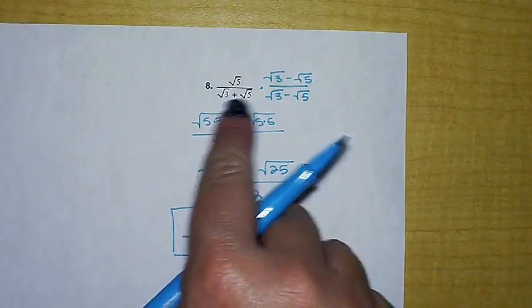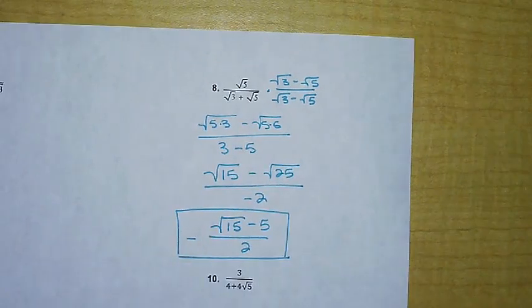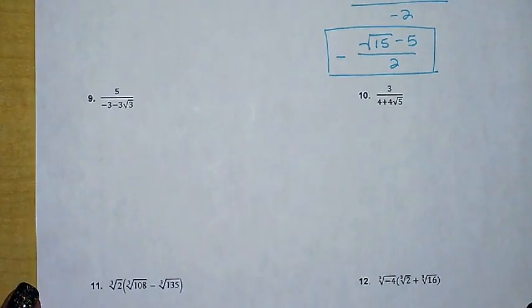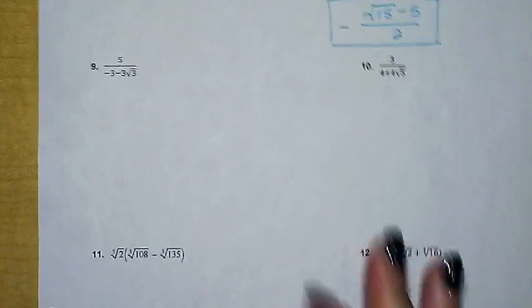So when you have 2 square roots, you're just going to take the conjugate, and as you can see, they're still going to simplify out. All right, let's do number 9. This one is a little bit more intense, so here we go.